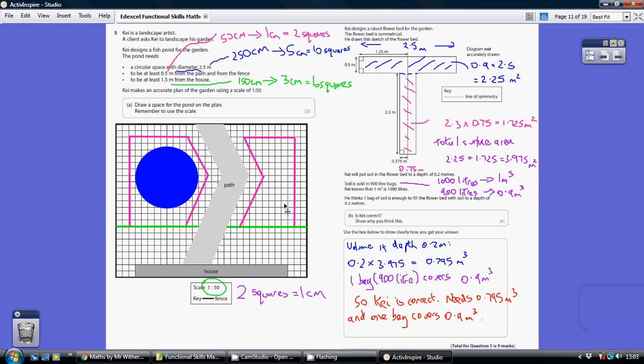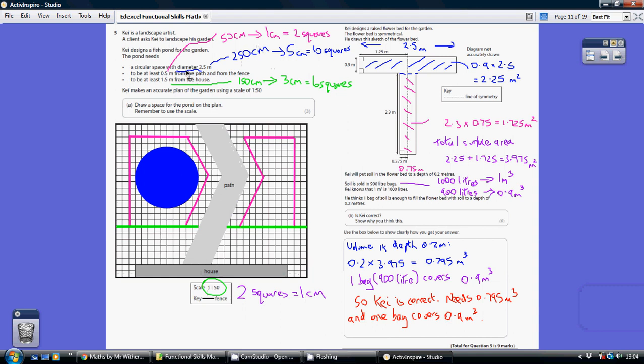Now you can't really see it on this version here, but if you actually look at this on paper, 2 squares represents 1 centimeter. So we're saying 2 squares represents 1 centimeter. So each of these, to convert from the number of centimeters to the number of squares we're going to be using, we just need to double each of these.